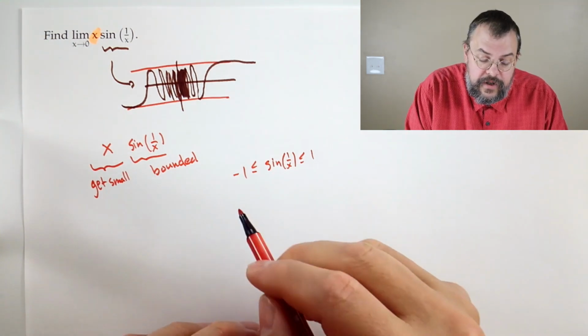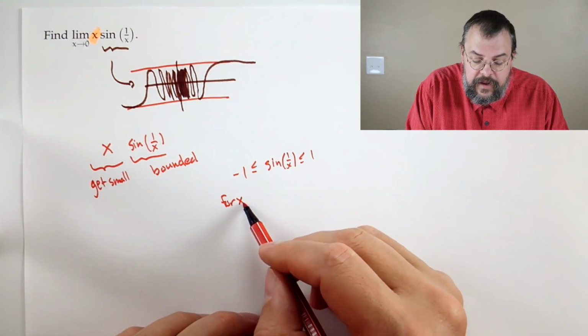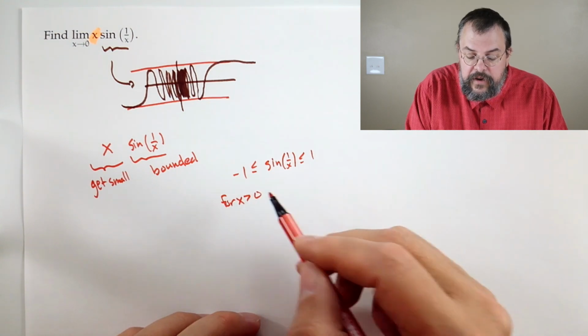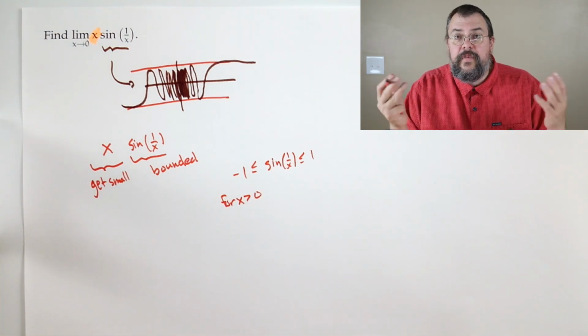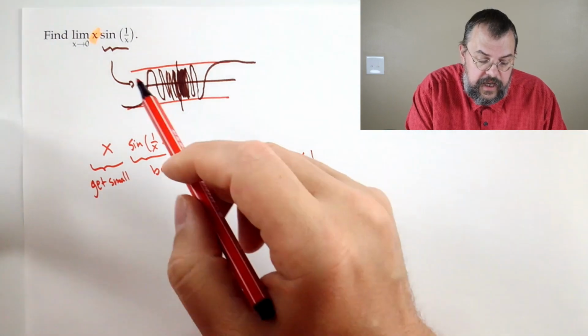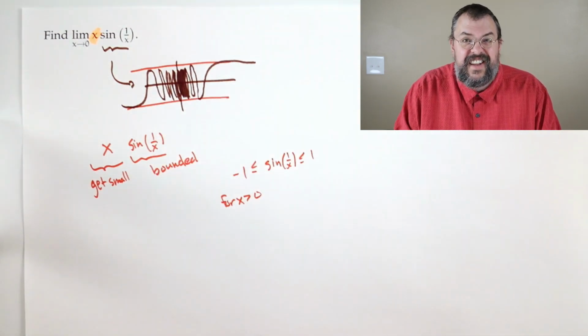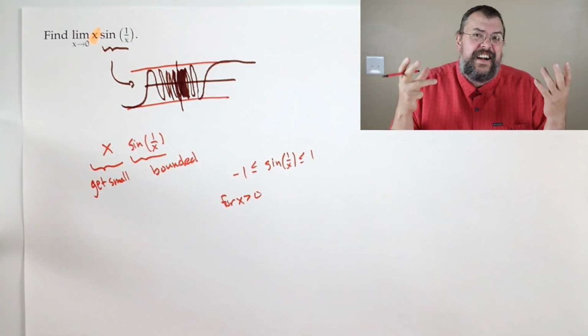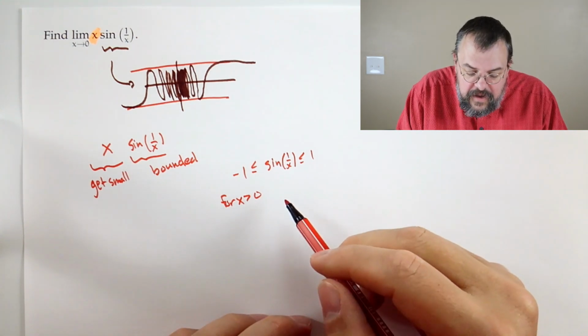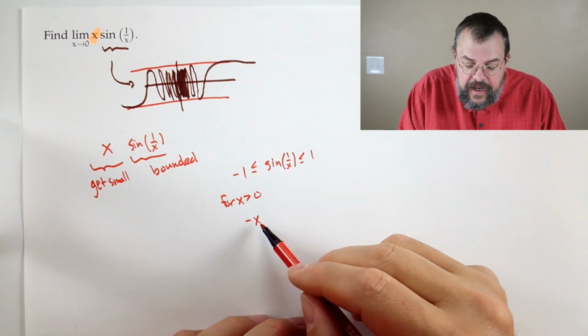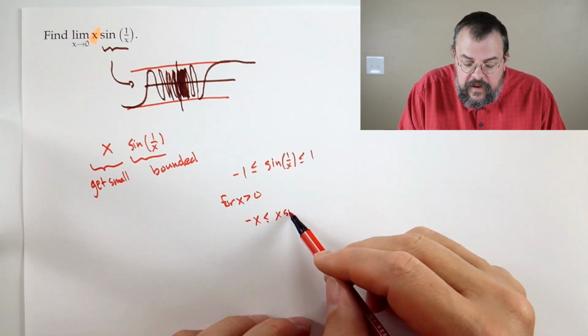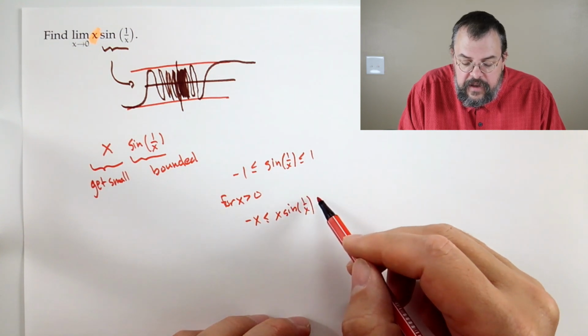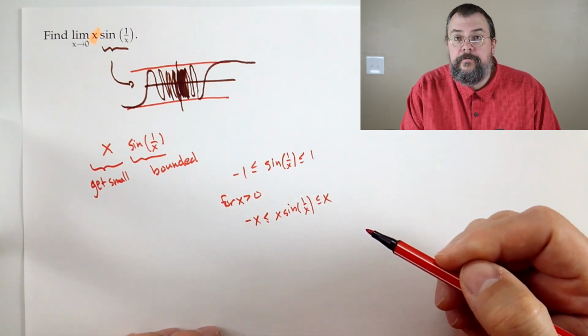So it's true that for x greater than 0, I'm not going to worry about x equals 0 because this is undefined at 0. You can't plug 1 over 0 in. It's kind of like infinity. I know people think of that. It doesn't make sense. We have that negative x is less than or equal to x sine 1 over x is less than or equal to positive x.